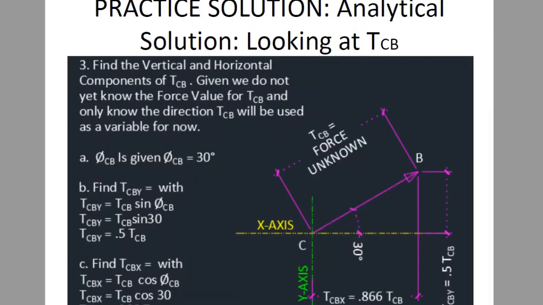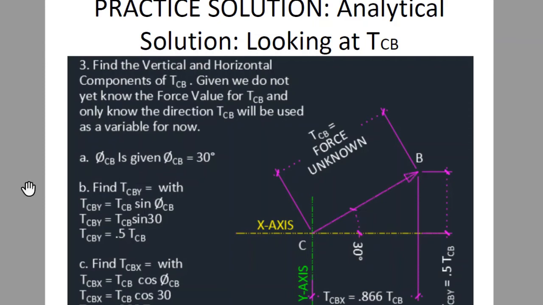Let's go ahead and take a look at TCB. To find the vertical and horizontal components of TCB, given that we do not yet know the force value for TCB, and we only know the direction of TCB, we will also use variables for now. So first, we begin with theta. In this case, theta is given as 30 degrees from the horizontal.